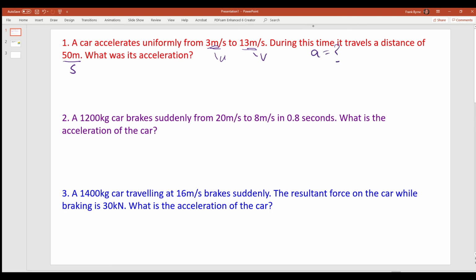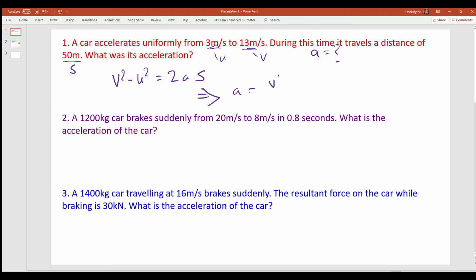So can you see what the equation is shouting out to us? We've got a, v, u, and s. Yep, it's v squared minus u squared equals 2as. We want to rearrange that for a. The easiest way to do that is to have a on its own. We want to divide both sides by 2s.